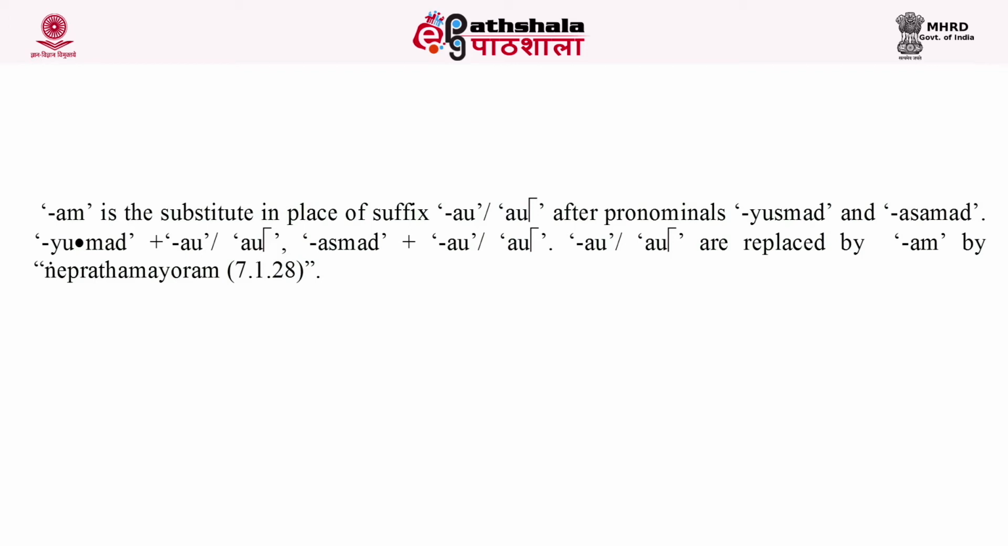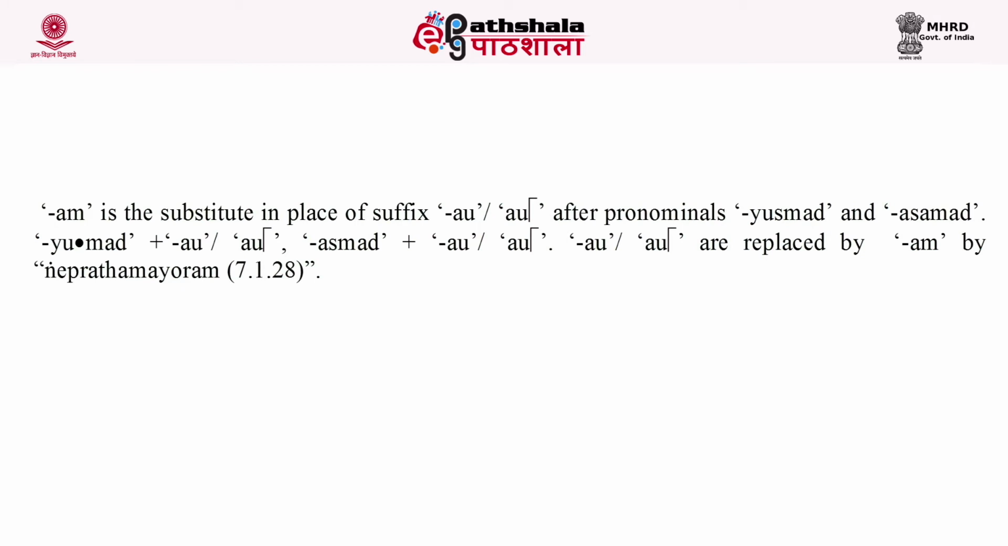Am is the substitute in place of suffix au, aut after the pronominals yusmat and asmat. Yusmat plus au, aut, asmat plus au, aut are replaced by am by Prathamayoram 7128. Yusma and Asma are replaced by Yuva and Ava by Yuvavau Dvivacane 7292. The sutra states that Yuva and Ava replace Yusma and Asma of the pronominal stems before a dual suffix. Yuva plus ad plus am, Ava plus ad plus am, purvarupa single substitute for a and a by Ato gune 6197.